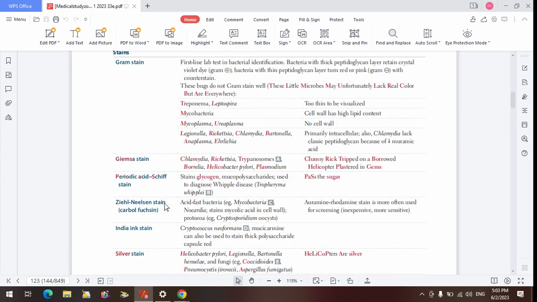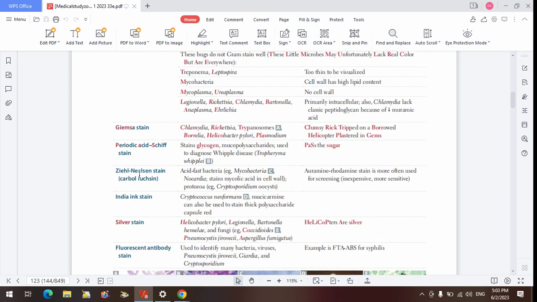Okay. Periodic acid-Schiff, PAS, is majorly used for glycogen. It stains glycogen. It also stains mucopolysaccharides. So glycogen storage disease can be identified with PAS. Mucopolysaccharidosis can also be seen with PAS. If you want to stain macrophages infected with Tropheryma whipplei, you're also going to see it with the PAS.